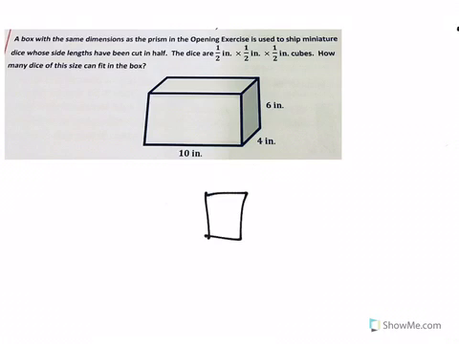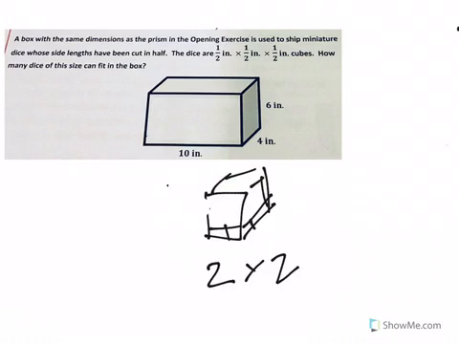And so for each little cube, obviously this is not to scale, but let's say these are the little cubes, right? For each little cube, if it's half as big, you can fit twice as many across, you can fit twice as many deep, and you can fit twice as many high.